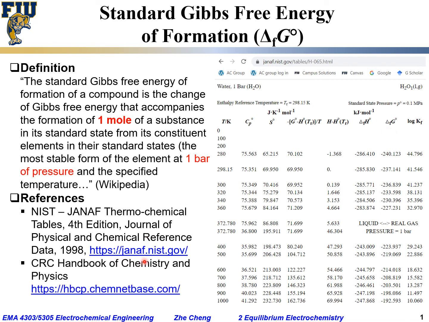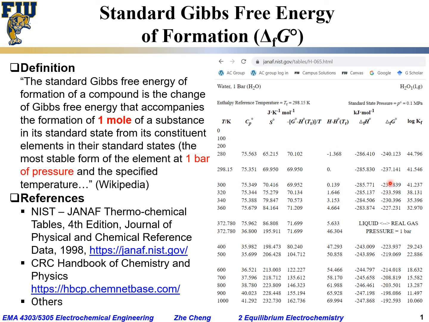Other than the JANAF tables, you may find some other references such as the CRC Handbook of Chemistry and Physics, and the website is given here. And of course, you may find some other thermochemical databases or sources, and you can check them out. From these standard references, quite often you can get the standard Gibbs free energy of formation ΔfG° for different substances, and it is from their pure standard state, the Gibbs free energy change, that gives this value.